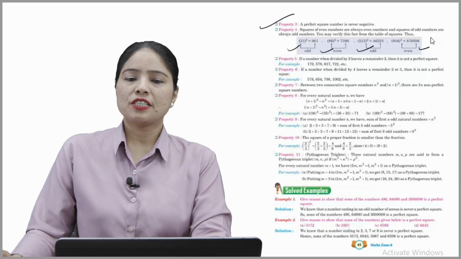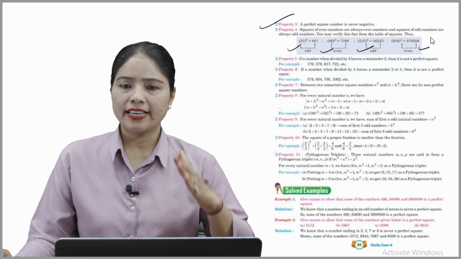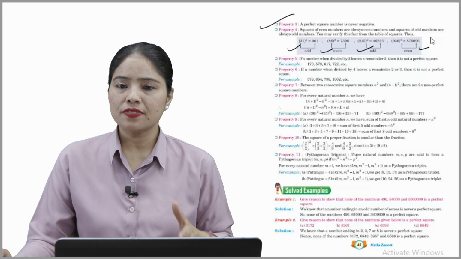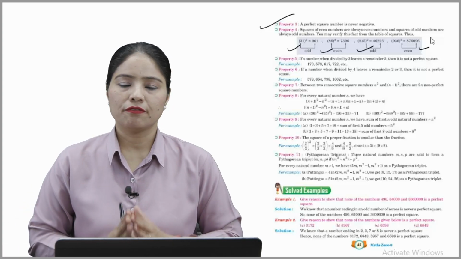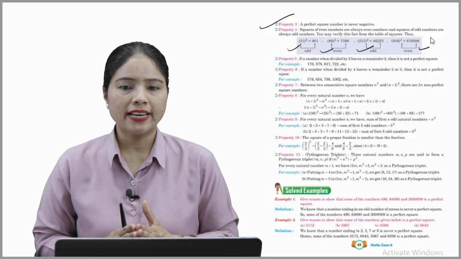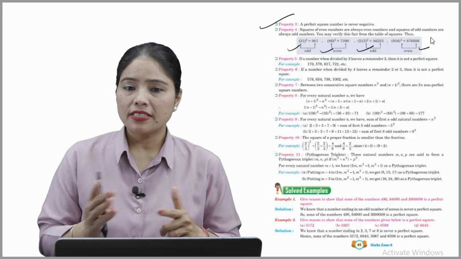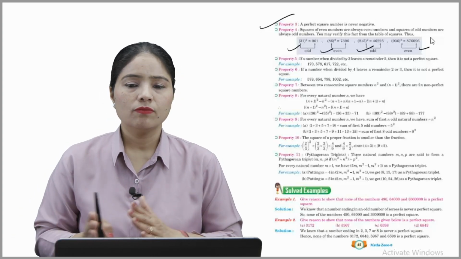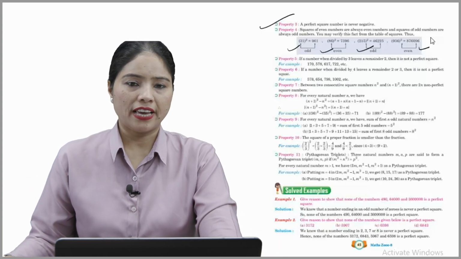Now property 5. If a number when divided by 3 leaves a remainder 2, then it's not a perfect square. For example, 170, 3 से हम इसको क्या करेंगे? डिवाइड करेंगे. रिमाइंडर अगर 2 आएगा तो लेट्स सी 578, 617, 722 एक्सेट्रा बेटा. सो दिस इज द प्रॉपर्टी नंबर 5.